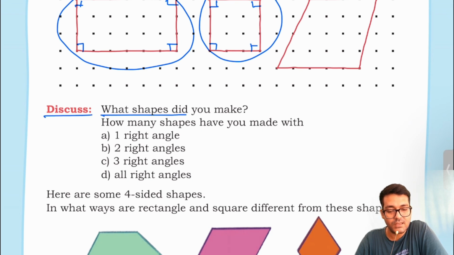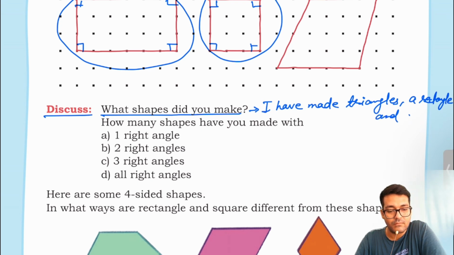Discuss. What shapes did you make? I have made triangles, a rectangle and a square.